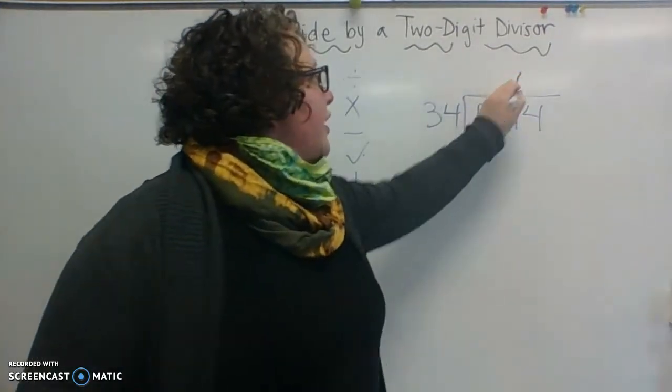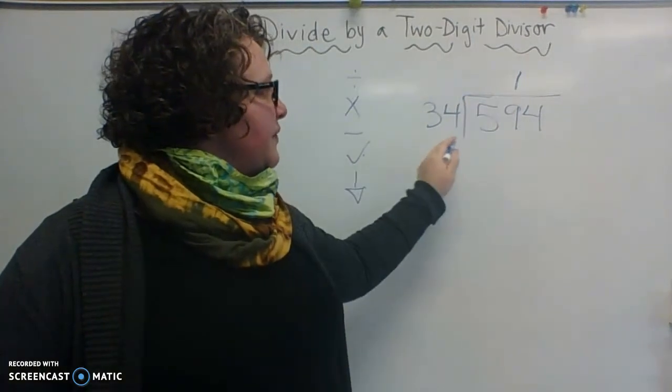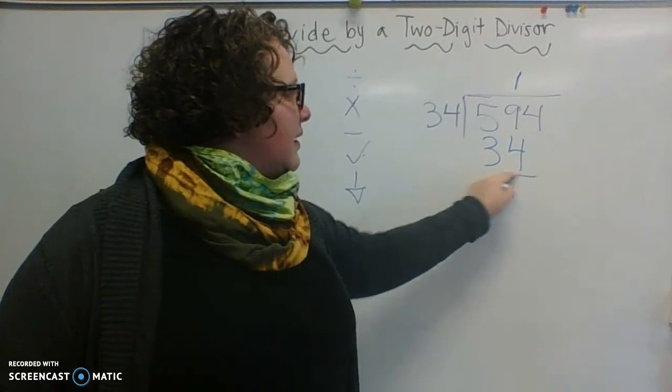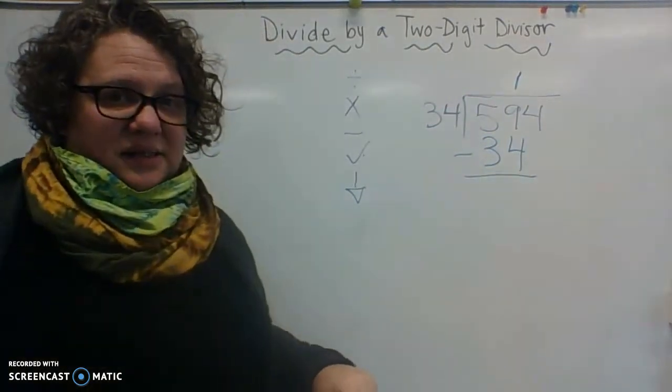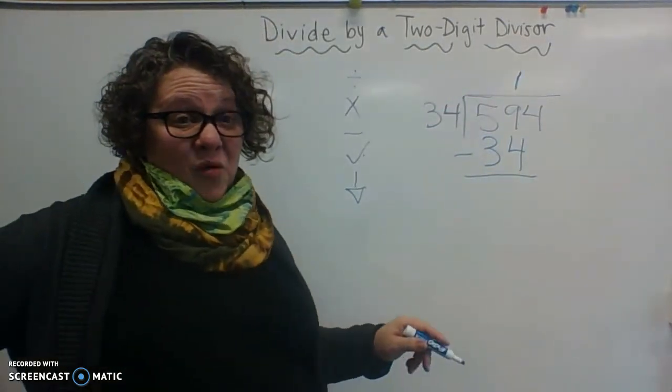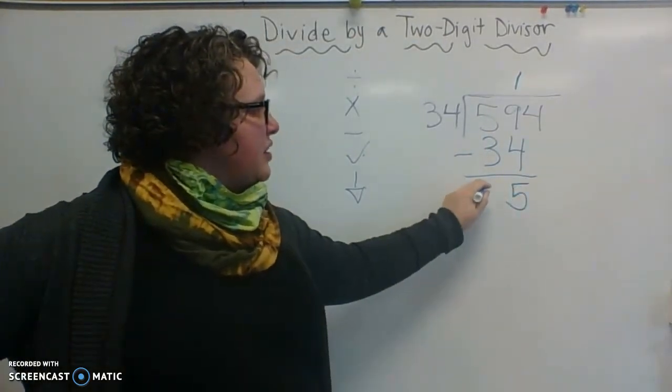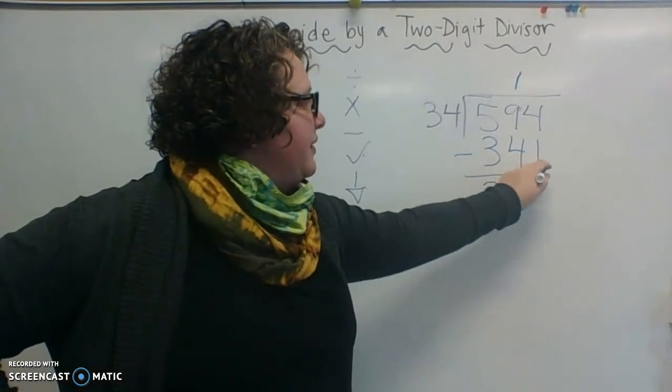So we'll do the 1 above the 9. 1 times 4 is 4. 1 times 3 is 3. And then I subtract. 9 minus 4 is 5. And 5 minus 3 is 2. And then I'm going to drop my 4.